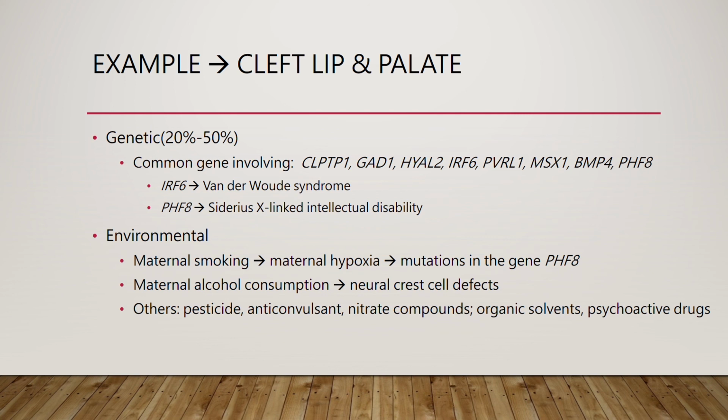Smoking causes maternal hypoxia and leads to mutations in the gene PHF8, while alcohol causes abnormal growth of the neural crest cells.